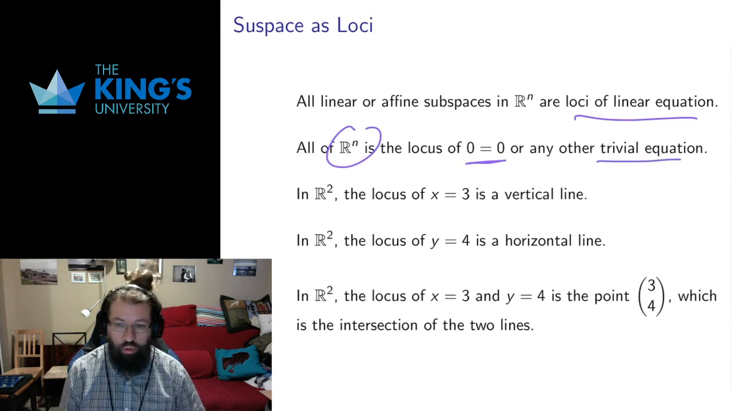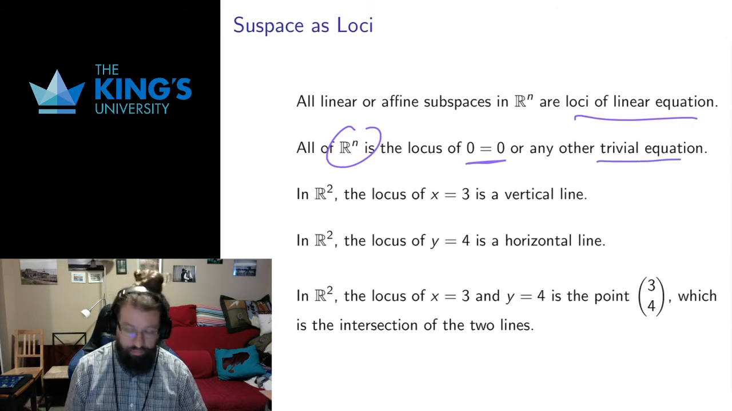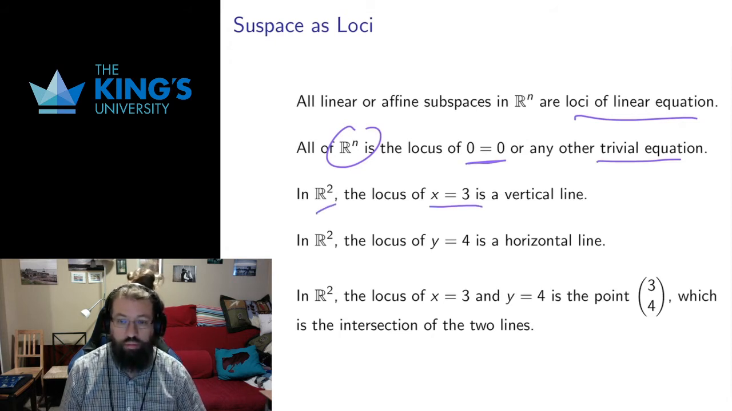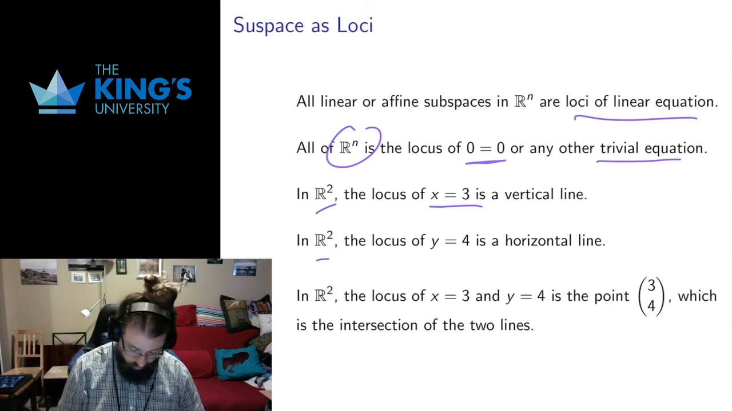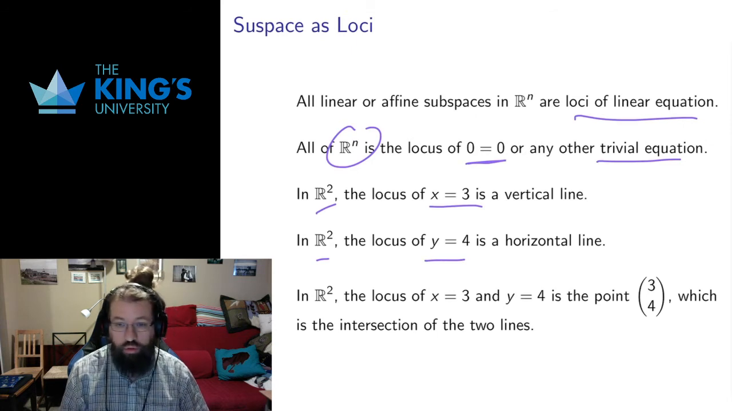But let's look at some more focused examples. In R2, x equals 3 is a vertical line. It's all points with x coordinate 3, so the y coordinate can be whatever you want, goes up and down. In R2, y equals 4 is a horizontal line, and these are some of the original examples of lines I used back at the start of the calculus course, for those of you who did that with me. These are pretty familiar things. We're hopefully familiar with equations of lines, but now we're thinking about them as loci of linear equations.